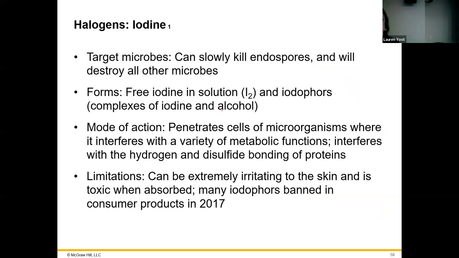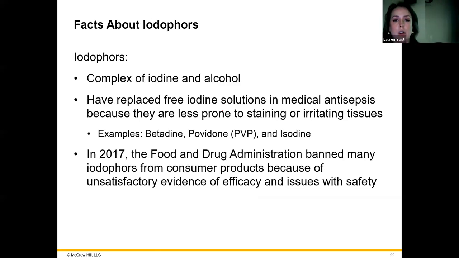All right, iodine. This can kill endospores and destroy other microbes as well. It's pretty effective for that. We have free iodine in solution and iodophores. This is combining iodine with alcohol as a tincture, basically. I don't need to worry too much about its functions, but it's going to interfere with the proteins. Iodophores and iodine can be extremely irritating, and some of them were even banned. Iodophores are, again, complexes of iodine and alcohol. They've replaced free iodine now because they're less irritating and less prone to staining skin.